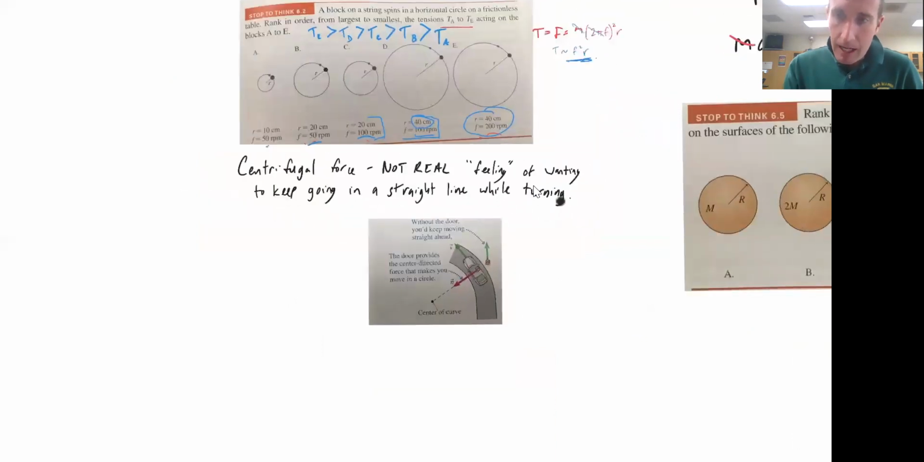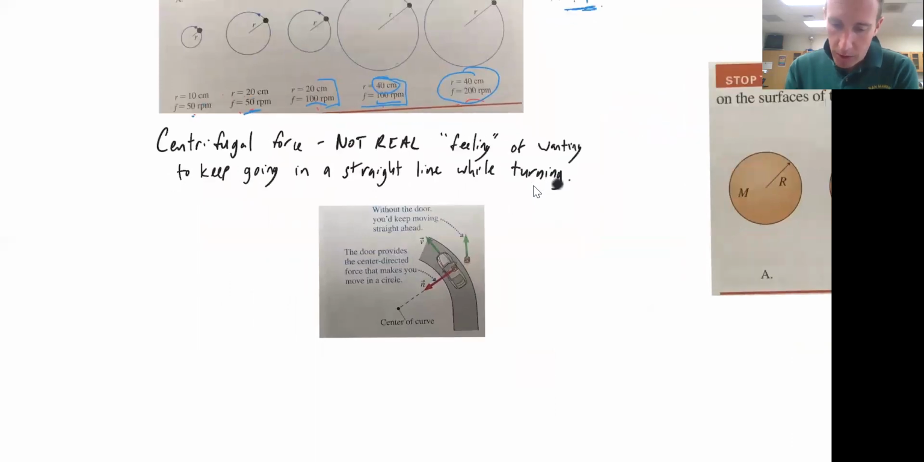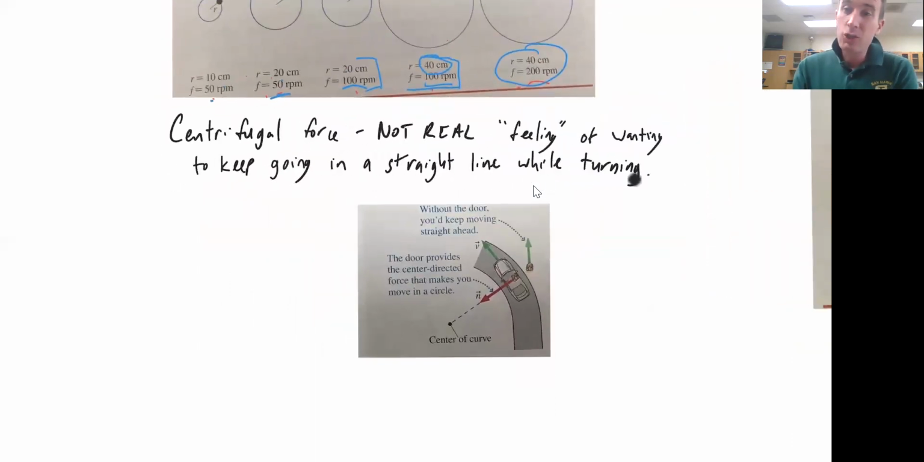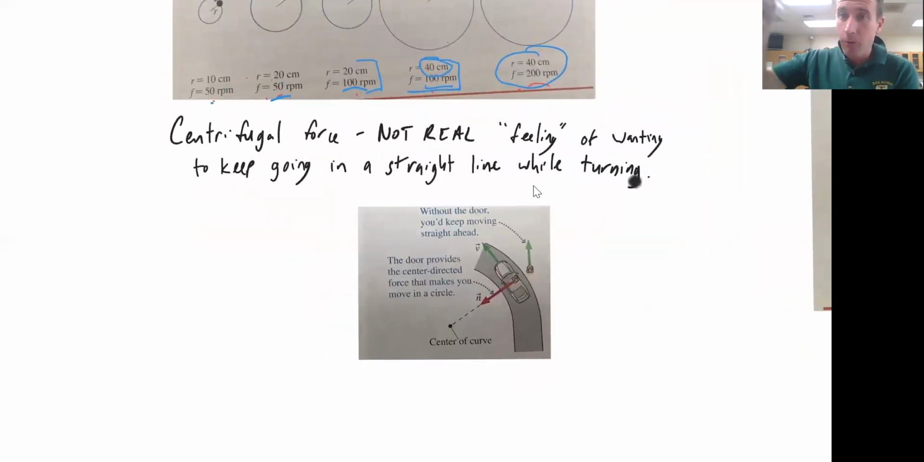All right. Centrifugal force. So centripetal force is that force towards the center of the circle, right? The net force to the center of the circle is centripetal force or centripetal acceleration. Centrifugal force is the one that we talk about all the time, but it's not really real. So centrifugal force is not real. It's the feeling of wanting to keep going in a straight line while you are turning.